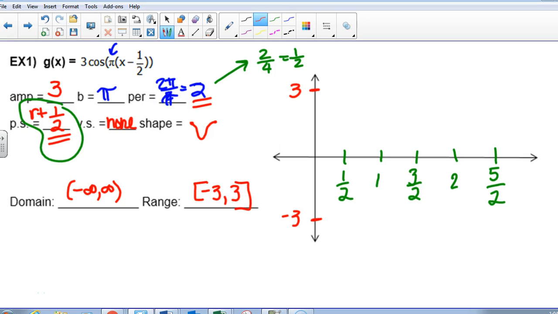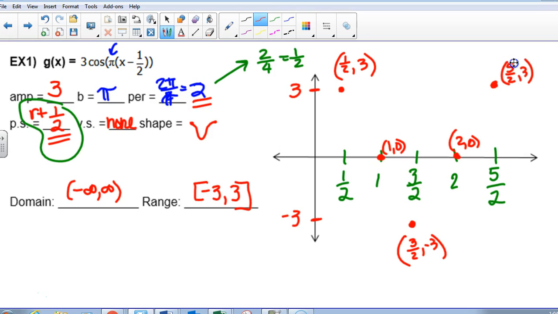All right, where does it start? The first ordered pair we have is up here at 1/2, 3. Then at 1, it's at the midline, which is the 0 here, 1, 0. Then at 3/2, it's down to the minimum. At 2, it's back to the midline. And at 5/2, it's back to the maximum. How many of you are really happy when somehow we get to divide out the pi and we don't have to deal with that anymore?